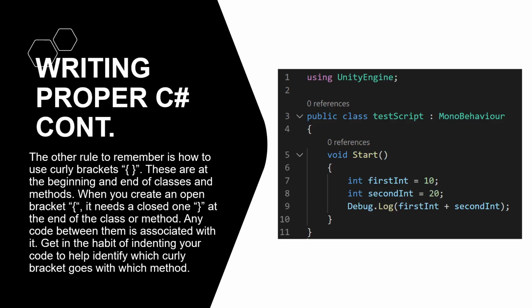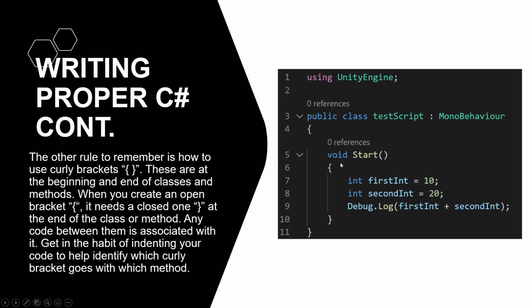A little bit more before we jump further into variables is that we need to be very conscious about how we use our curly brackets. We put these at the beginning and ends of our classes and methods. So we're using them to, in a way, almost chunk different lines of code that belong to either a method or an overall class. When you create an open bracket, it also needs a closed one somewhere at the end so that it knows what lines belong to those curly brackets. Any code in between them gets associated with that.